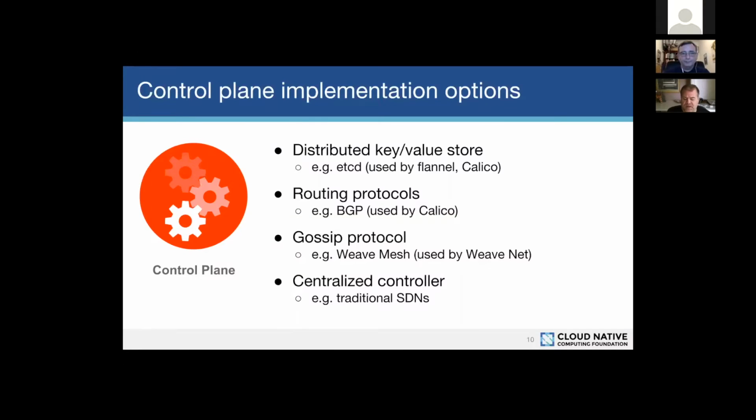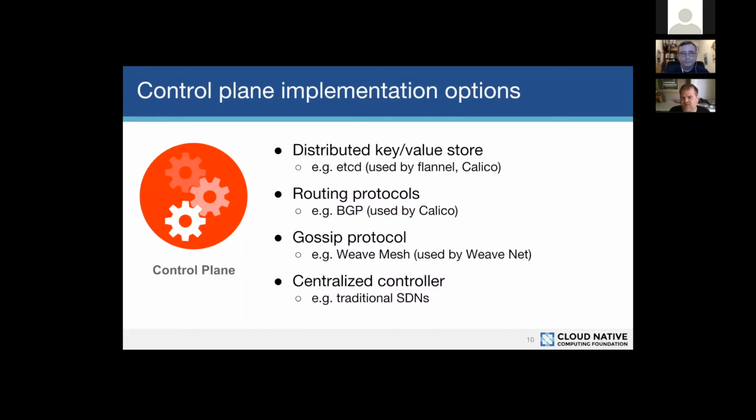There's also the use of gossip protocols, which are completely serverless, peer-to-peer state sharing infrastructures. WeaveMesh, for example, implements a gossip protocol. It's used by WeaveNet. And then there is another model, and it's more common in the SDN solutions that came out originally supporting virtual machines, the original generation of SDN environments.